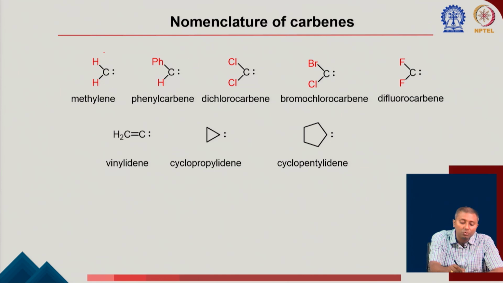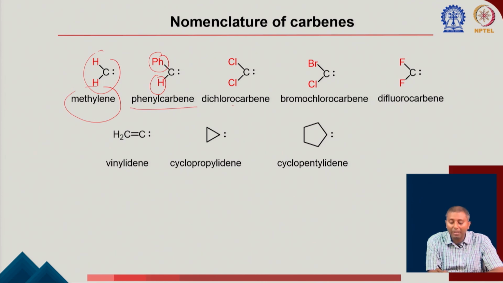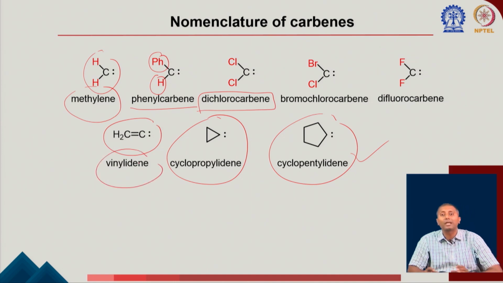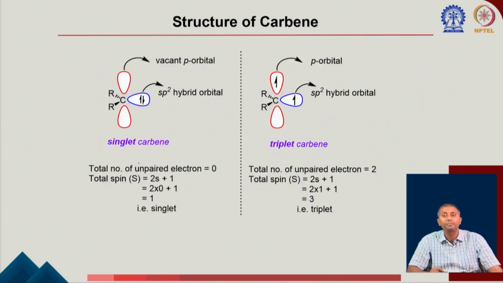If it is just a CH2 carbene, we call it methylene. If it is a phenyl and a hydrogen attached to the carbene, we call it phenyl carbene. If it is a dichloro, we call it dichlorocarbene. Then bromochloro, difluoro. But if it is coming from a cyclic ring like a 3-member or 5-member, we call it cyclopropylidene or cyclopentylidene, very similar to vinyl. If you have a vinyl group with a carbene, we call it vinylidene. So that is some sort of a difference in the nomenclature.